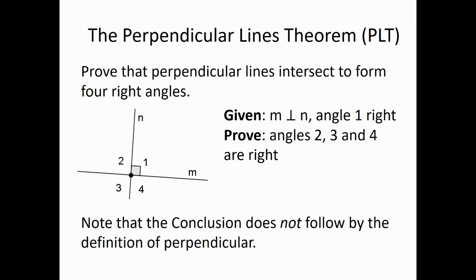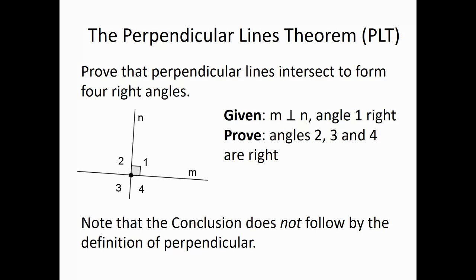So here's the diagram. I have two lines that have been marked perpendicular. You can see the right angle symbol there in the diagram. And I have chosen that angle 1 will be the angle that we know is right. And then what we have to prove is that angles 2, 3, and 4 are also right. And as for how you would prove this, well, I'll let you think about the details, but it's not particularly difficult.